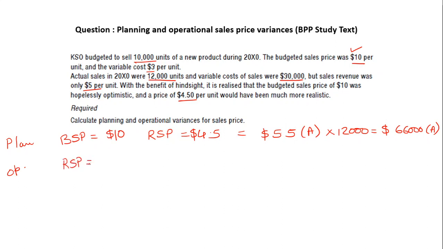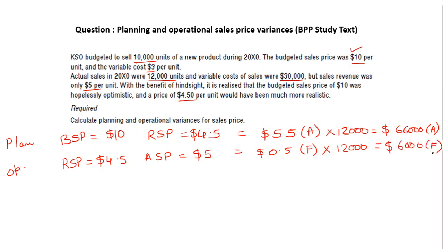Your revised sales price, which is nothing but $4.5, compared to your actual selling price, which is $5. Here the difference is $0.5, and this is favorable because you are actually able to sell it for 50 cents more than your revised selling price. Again, do the same thing, that is into 12,000 units, your actual quantity sold, and what you will get is $6,000 favorable.